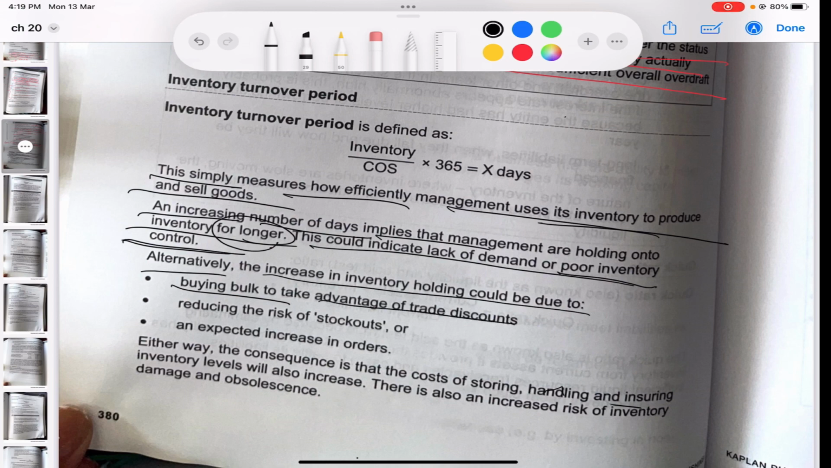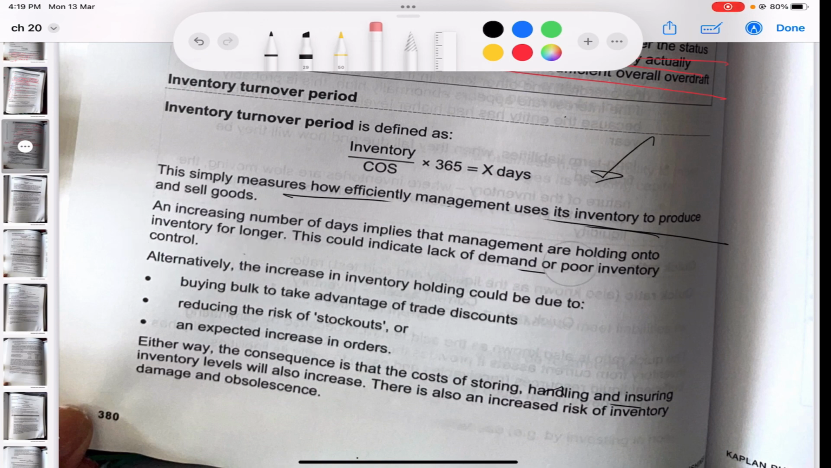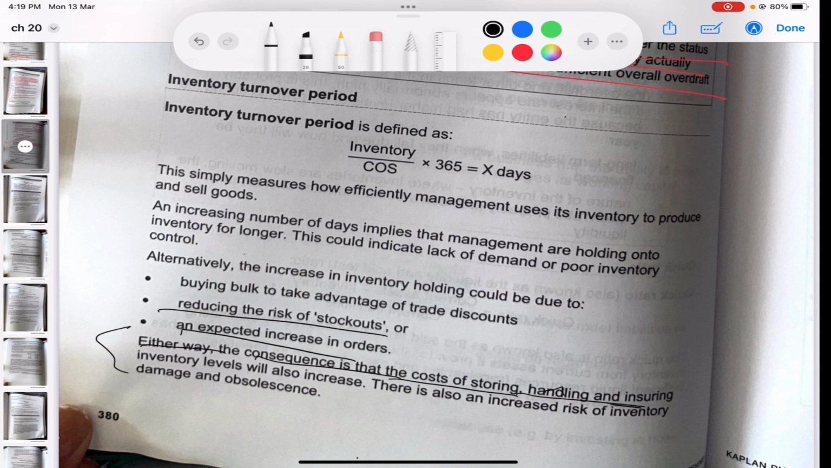So it's not necessary that only these things can be the reason. It can also be possible that you have bought in bulk to save money because of the trade discounts if you buy in bulk. Reducing the risk of stockouts. You don't want to go out of stock, so you just keep buying extra, expecting an increase in orders. Either way, the consequence is that the cost of storing, handling and insuring will also increase. There is also an increased risk of inventory damage and obsolescence.